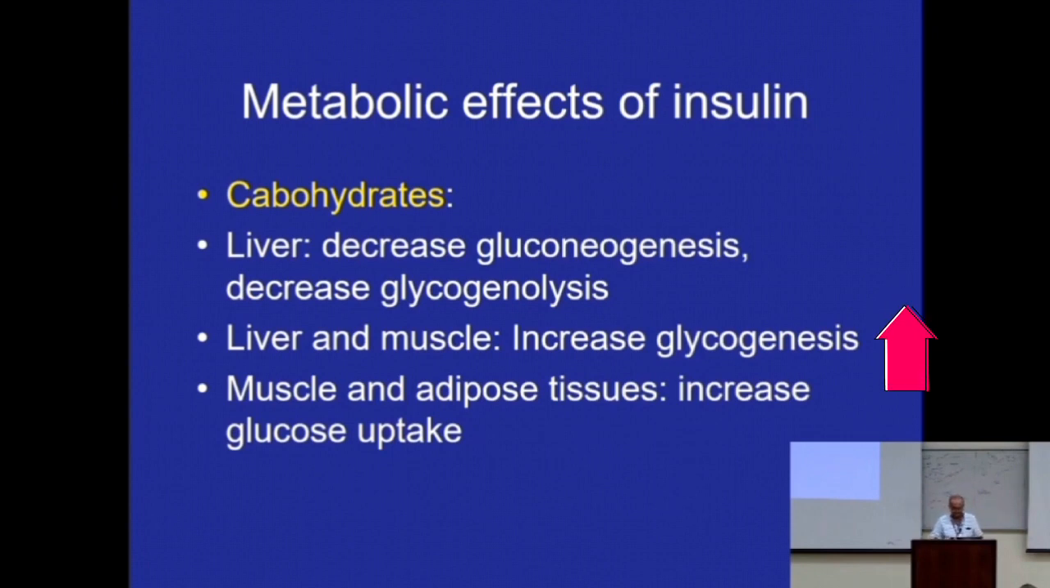Okay? The reverse processes, glycogenolysis, which produces glucose, and gluconeogenesis, which also produces glucose from smaller molecules, are inhibited. And that's specifically important in the liver, because the liver is the only tissue that has gluconeogenesis. In both liver and muscle, you have a decrease in glycogenolysis, degradation of glycogen.